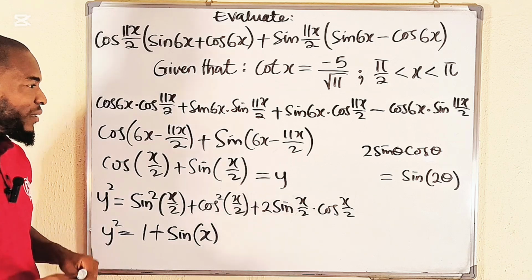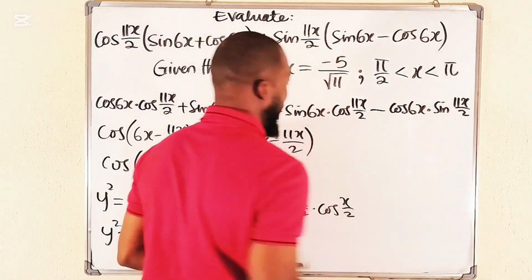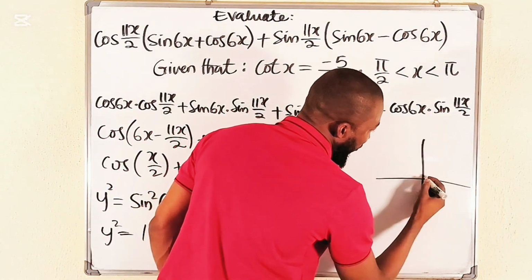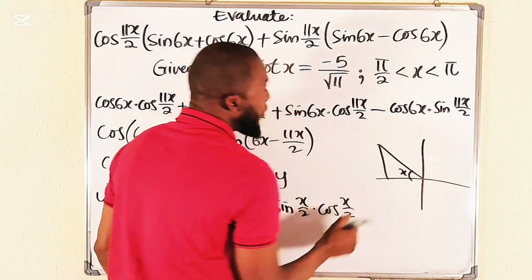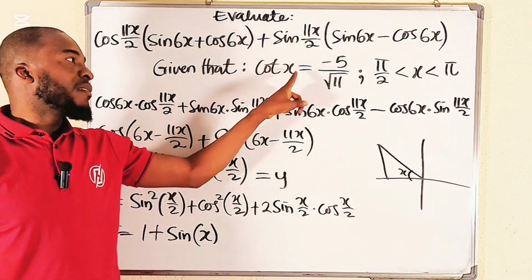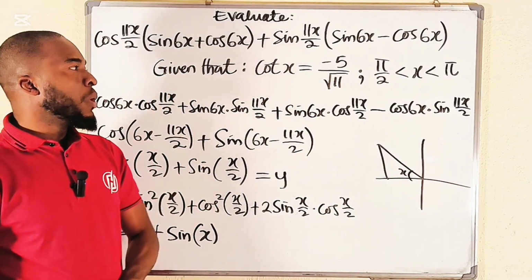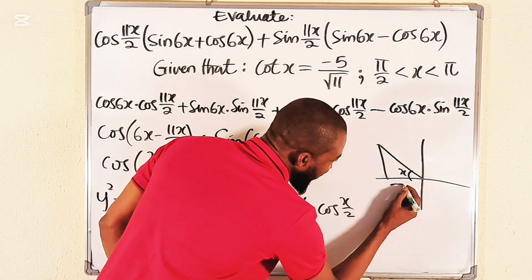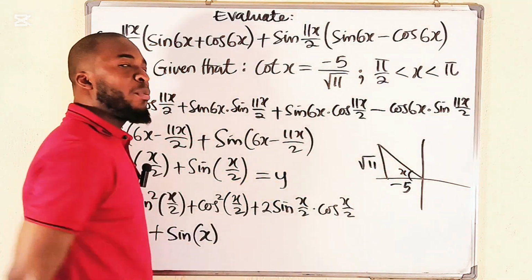So how can we do that? Let me use a right angle triangle. Remember, our angle is in the second quadrant. So let me draw my right angle in the second quadrant. This is our x. So cotangent x is equal to negative 5 divided by root 11. But cotangent is adjacent divided by the opposite. Adjacent side, opposite side. And what will be the hypotenuse?